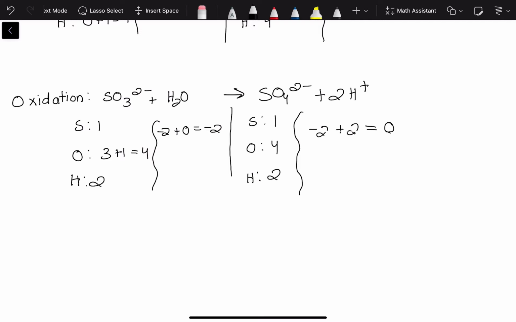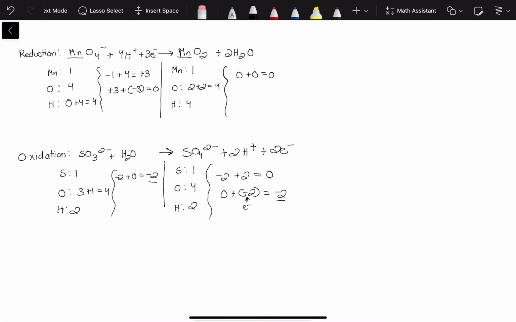So now what we can do is add electrons to the right side to give us a balanced charge of -2 on both sides. So 0 plus -2. This -2 represents electrons. It will give us an overall charge of -2, which is equal. So now both sides of the equation are equal. And let me go ahead and do electrons on this side. Okay, so now we have our balanced oxidation and reduction half equations.